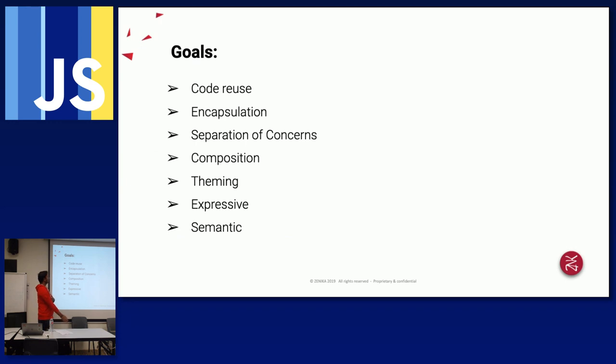So what are the goals of web components? It's basically to reuse our existing code, and to encapsulate the styling and markups. It provides the separation of concerns. It provides better composition. And for theming purposes, it's really the best when you want to provide a theme to your application. And it's pretty expressive, because you define your elements by yourself, and it's semantic.